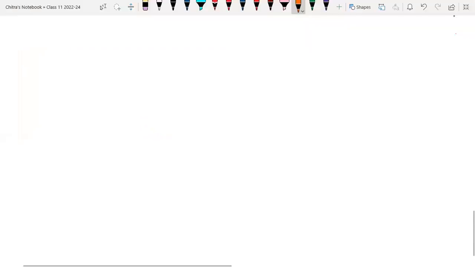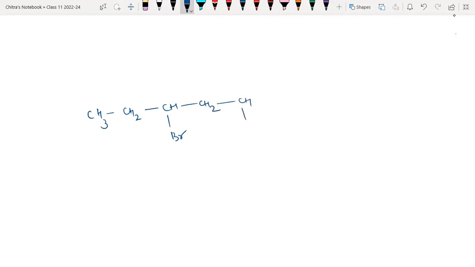Okay, suppose I'm taking here CH. Let me change the color. It is CH3, CH2, CH. Here I have bromine. Then here CH2, here CH, and here we have chlorine and CH3. Okay, so this is one of the hydrocarbons. We have to write a name for that, the IUPAC name.